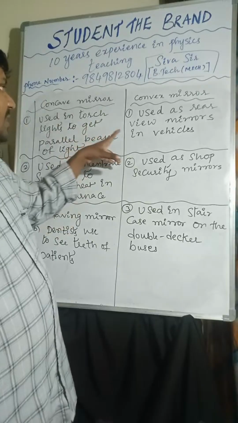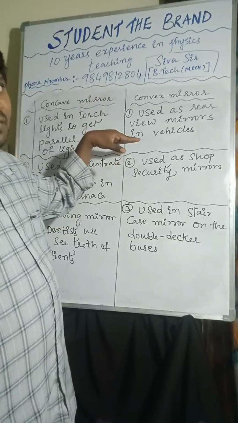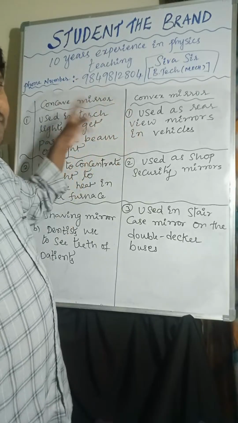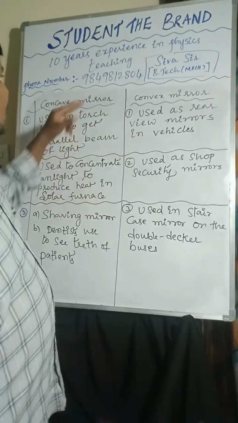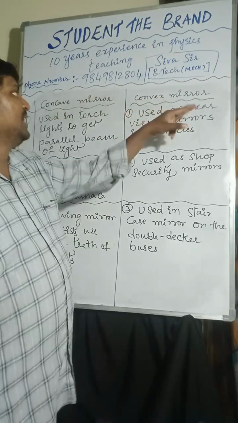So the object is placed at the focus. The light is placed at the focus. And the convex mirror is used as a rear view mirror.